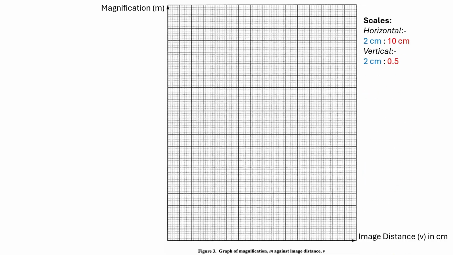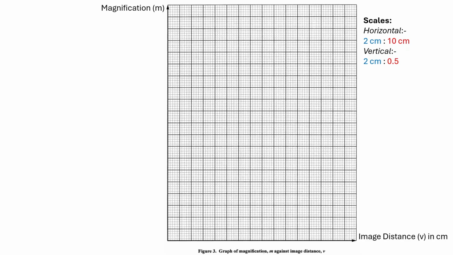So the grid provided in the exam paper already comes with the title at the bottom, so all we need to do is to make sure we label our axes. So our horizontal axis, that will be the image distance V in centimeters. The vertical axis will be the magnification M, again that has no units. Then we need to pick a suitable scale. For the horizontal axis, 2 centimeters to represent 10 centimeters would be suitable, and on the vertical we were told to use 2 centimeters to represent 0.5.